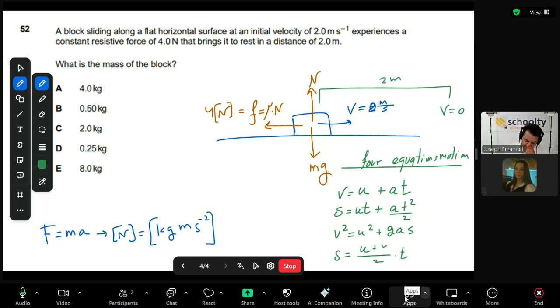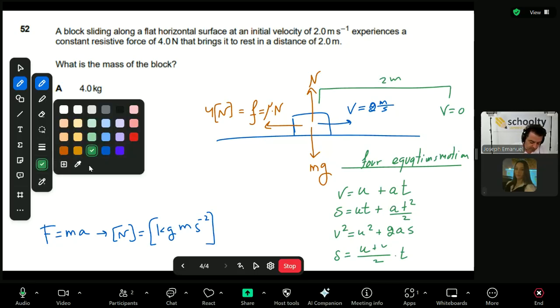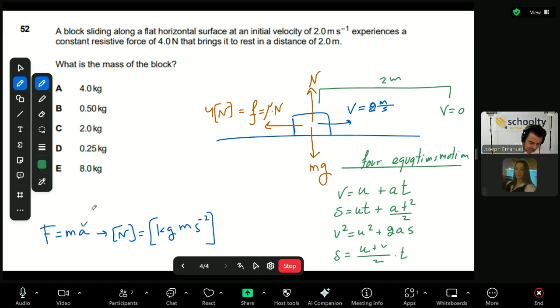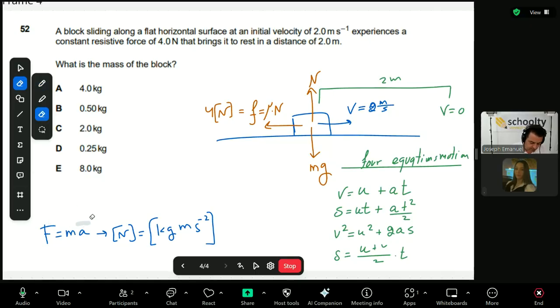So let's see what equation we will use here. We have the initial speed, 2 meters per second. We have the final speed. We have the distance. So initial speed, final speed, distance, and we can find A. What is the mass of the block? If we find A, we can use a Newton law. If we have A and the F, we can find the mass. Let's do it. So we have the plan.